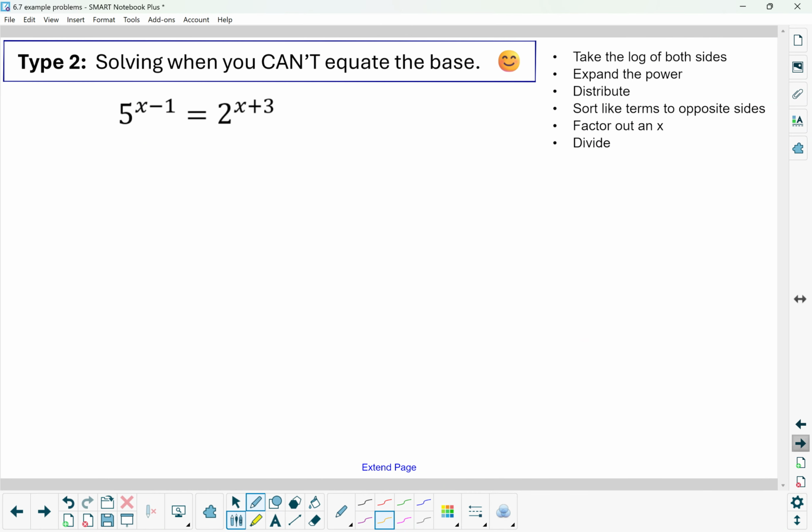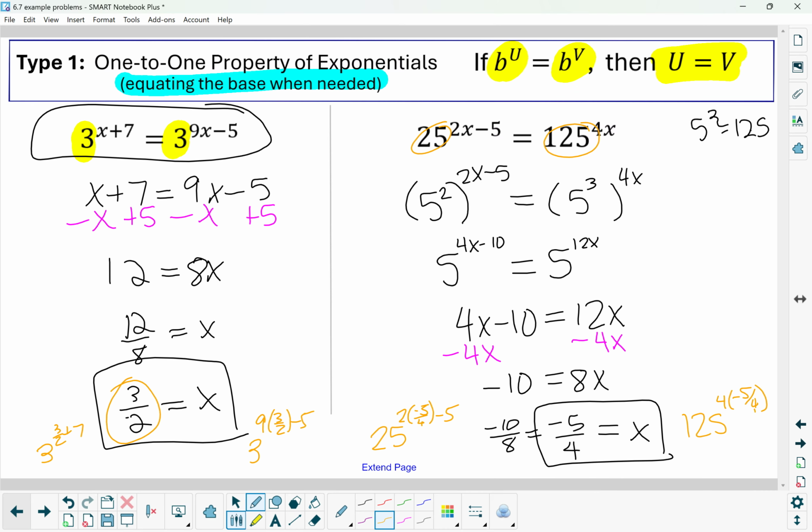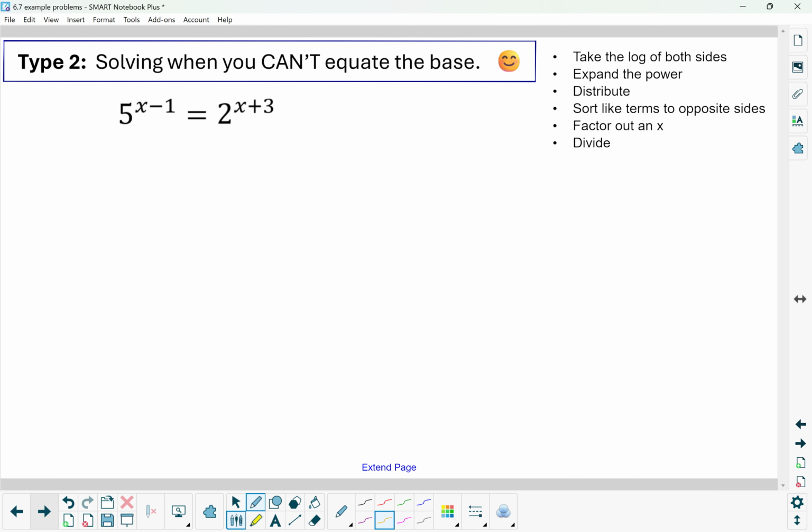Okay, the next type looks almost identical to the ones we just did, but it's not. We don't have the ability to equate the base. So the procedure that I'm going to show you here would definitely work on these types of equations that we just finished, but honestly, if you can see a way to equate the bases, it's easier to follow this path. So in this case, though, with a base 5 and a base 2, I can't really equate the bases at all. So over here on the side, I have the list of the steps that we're going to follow. These are pretty intense, though.